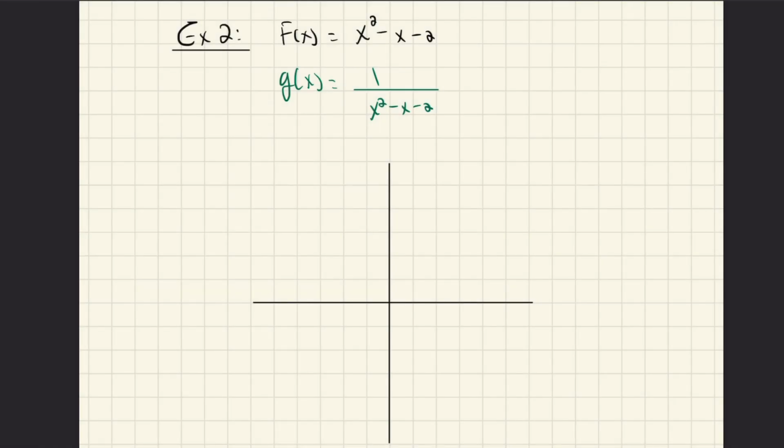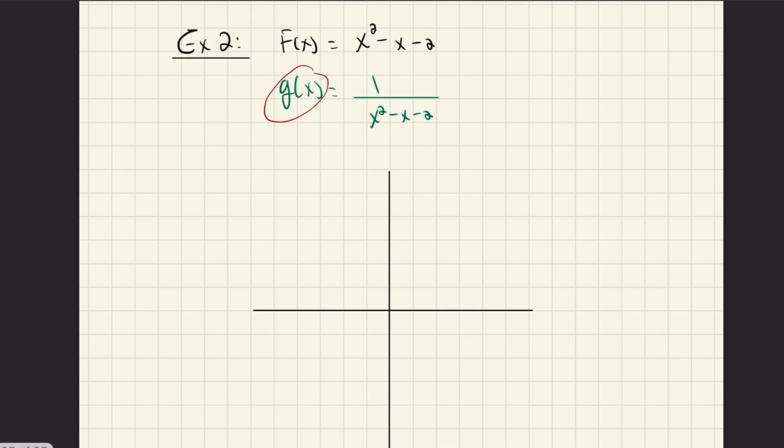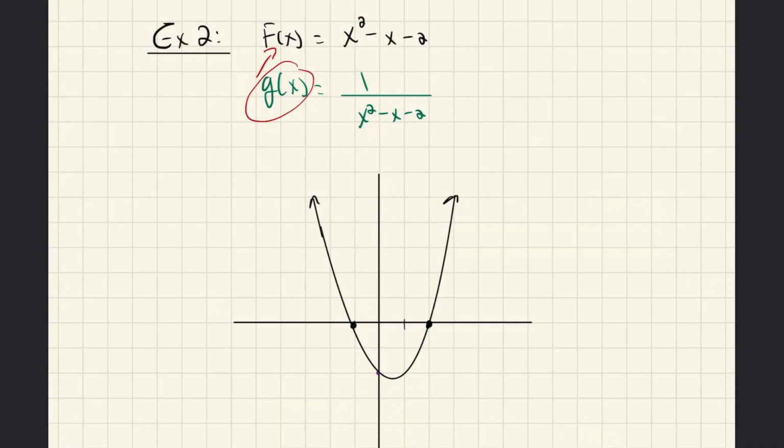Let's look at another example. Now let's say we're graphing the reciprocal of f at x is equal to x squared minus x minus 2. And that would be the g at x over here. We're going to do so in light of this one. So like we did previously, and here's the graph of f at x in black here, we're going to get the vertical asymptotes and the horizontal asymptote.